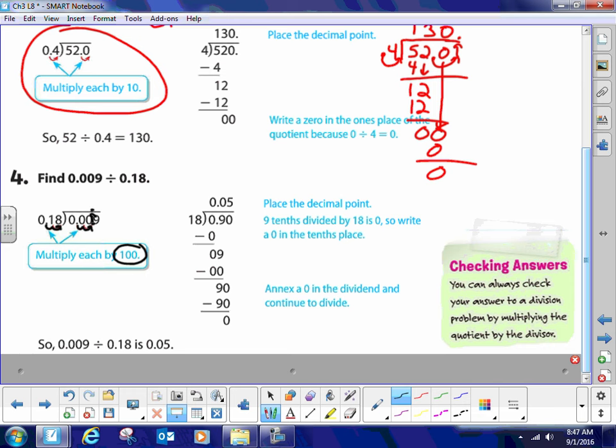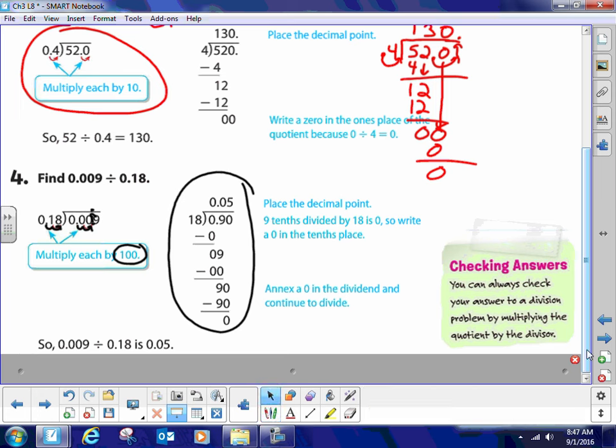All right. I know mine's a mess over here. Okay. But the only reason why it's a mess is because this is what they did over here. Place the decimal point. 18 cannot go into 9, which is why they came up with 0. And 18 goes into 90 5 times.